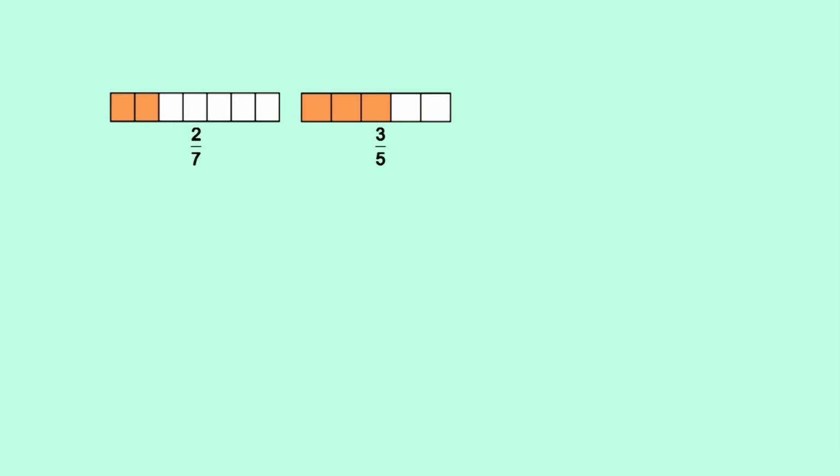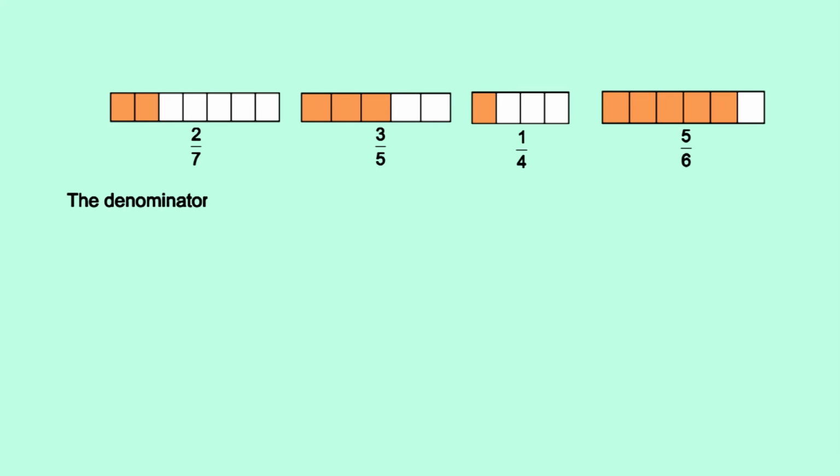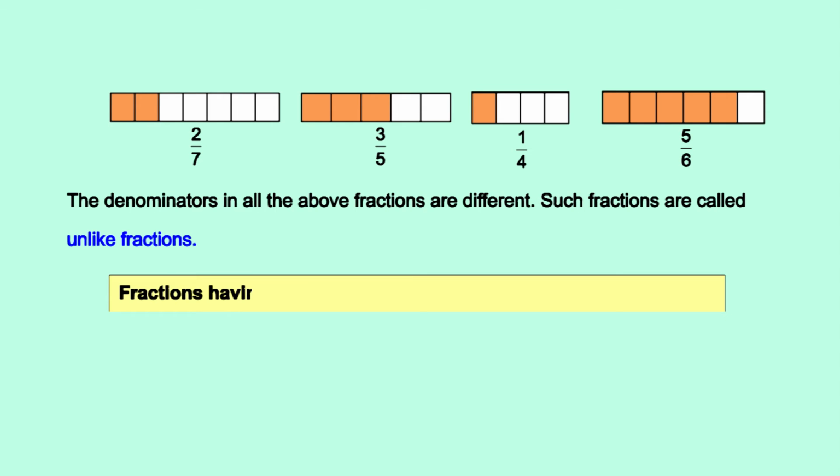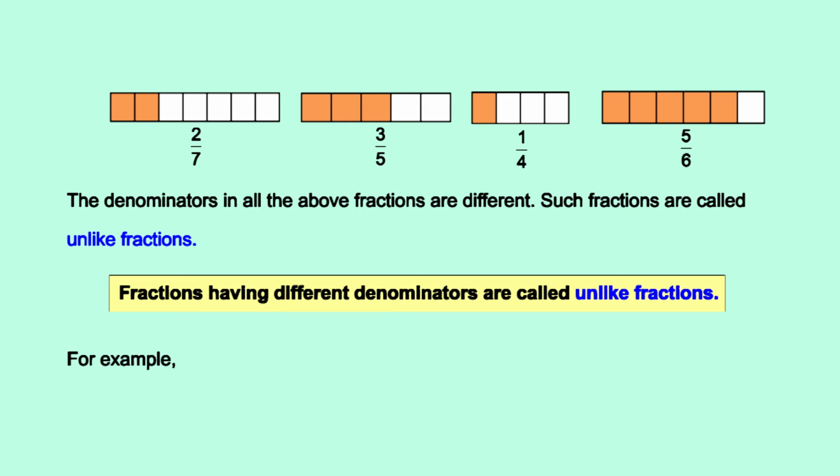Unlike fractions. 2/7, 3/5, 1/4, 5/6. The denominators in all the above fractions are different. Such fractions are called unlike fractions. Fractions having different denominators are called unlike fractions. For example, 3/4, 2/9, 3/7, 2/5, etc. are all unlike fractions.